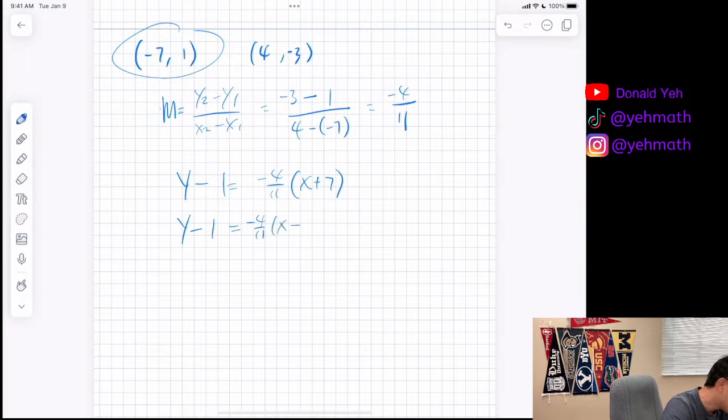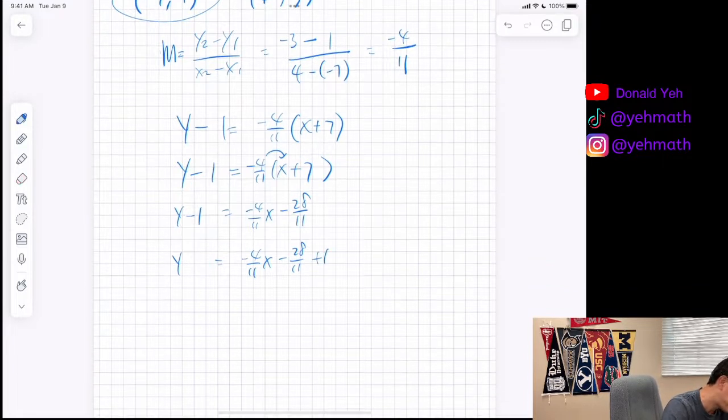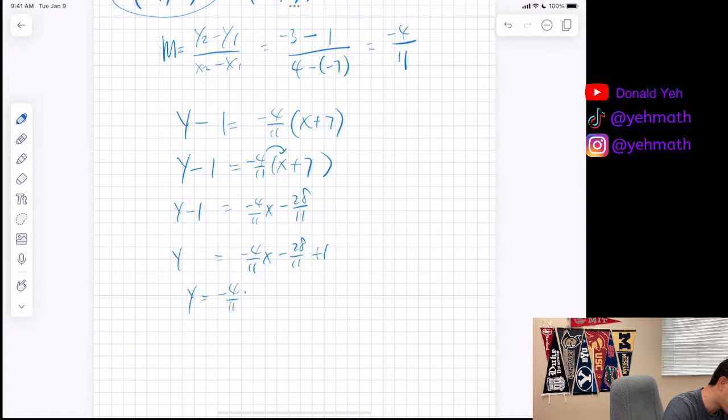So again, this is the point slope form, then you can distribute. That's going to be -4 over 11 x minus 28 over 11. I can change it to the other form. So y minus 1 equal to -4 over 11 x minus 28 over 11. I'm going to add 1 on both sides. So you should get y equal to -4 over 11 x minus 17 over 11. That should be slope-intercept form.